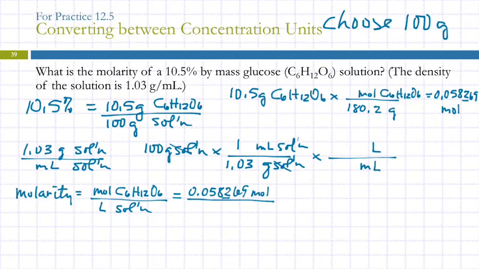Milli means 10 to the minus 3. I put milli on the bottom and I put 10 to the minus 3 on the top. So 1 times 10 to the minus third liters per 1 milliliter. You could do that in your head as well, but that's just an example. So 100 divided by 1.03 times 1 EE minus 3. So the volume of that is 0.097087 liters.